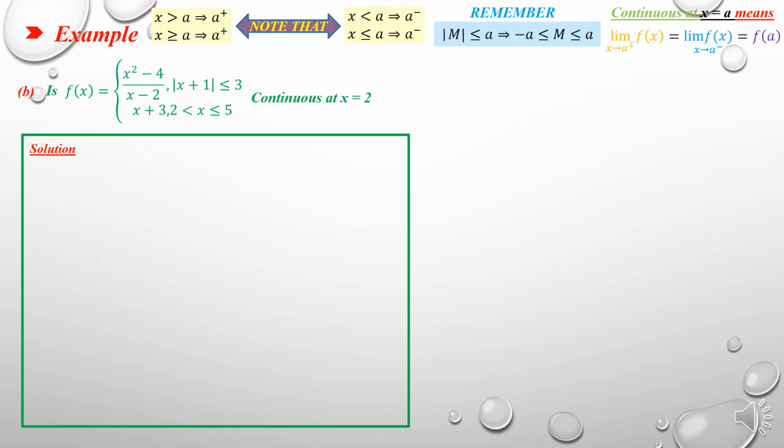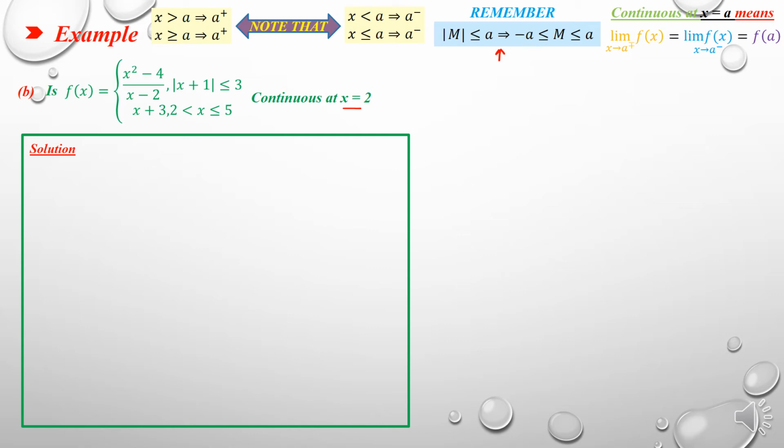In part B, again, you have to check if the given function is continuous at x equals 2. But first you have to redefine the function without an absolute value notation. And we have a rule here. If we have absolute value of m less than or equals to a, this is equivalent to say that m is greater than or equals to negative a, less than or equals to a.